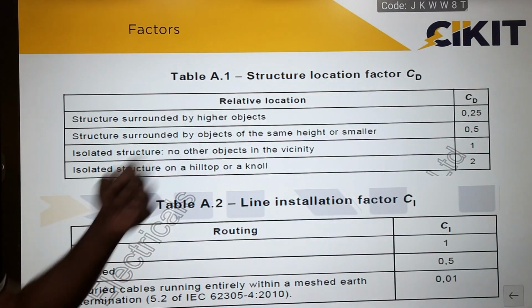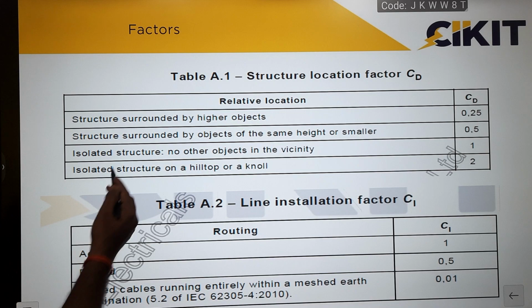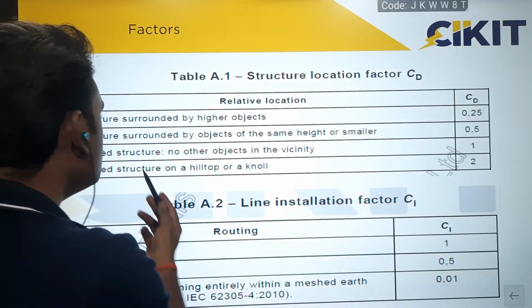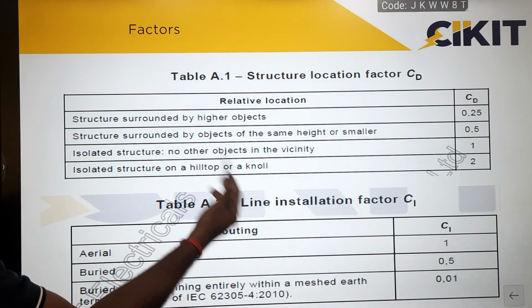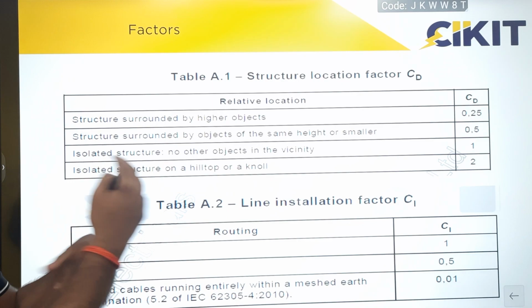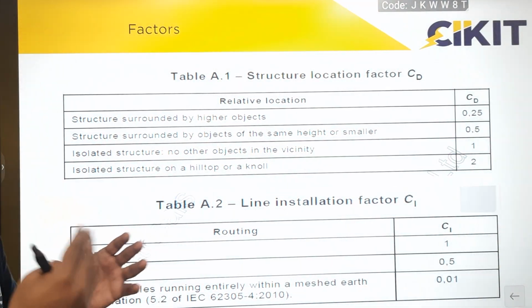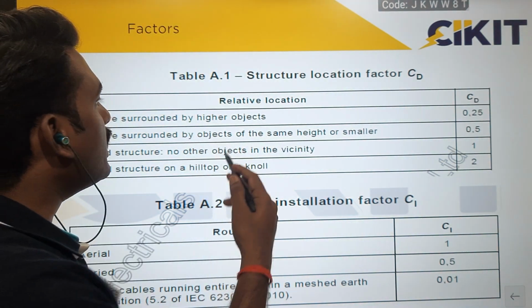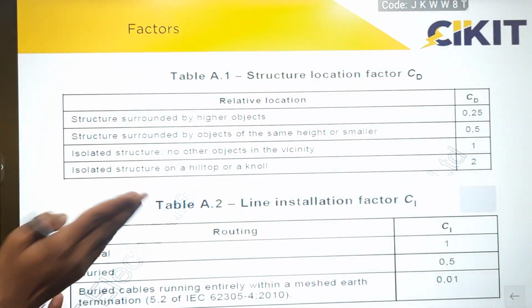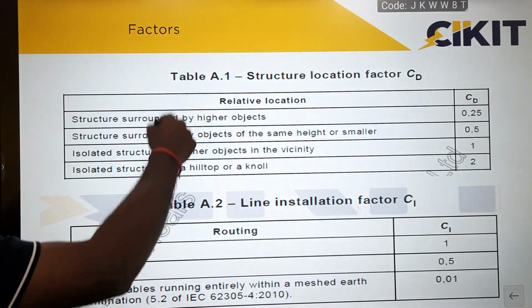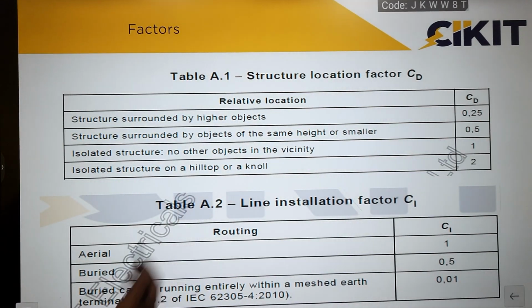So this is the structure location factor which I explained, CD. If the structure is surrounded by higher objects, then CD will be 0.25. If the structure is located on the hilltop, then the value is 2, which will be much higher. Here we are multiplying, not adding, so the result will be much higher. If the structure is surrounded by higher objects, it will be nothing but 1 by 4, but here we are multiplying by 2. So that is the difference of location.